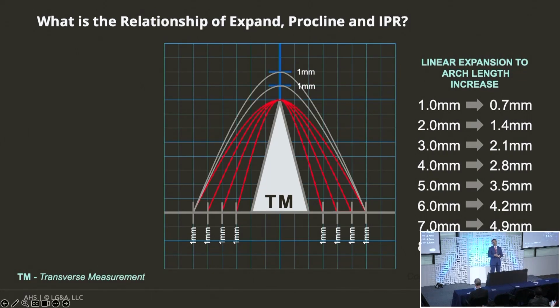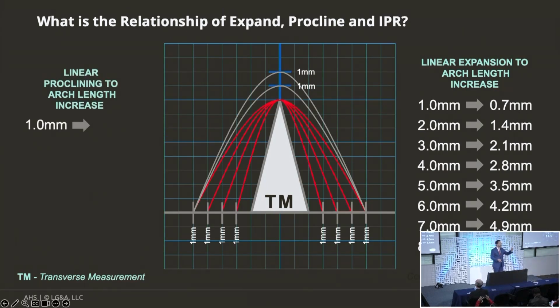Well, guess what happens when you linearly procline 1 millimeter, then 2 millimeters? Well, your arch is a curve. It's line to curve. The relationship is exactly the same, 1 to 0.7. So your linear procline gives you an increase. For every 1 millimeter of linear procline, you get 0.7 increase in the arch. So if we go 2 millimeters, we just gain 1.4 there. So now we've got this set up right here. All of a sudden, we have this little bit of geometry to show us where we are moving these teeth and how far we need to go to resolve certain issues.